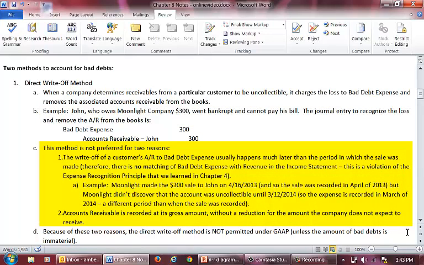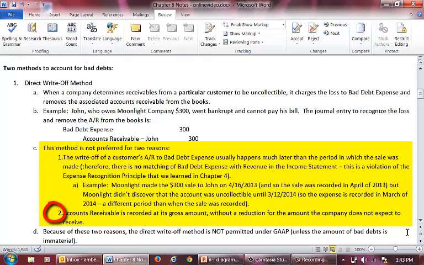This method of accounting for bad debts is not the preferred method for two reasons. First, a company typically identifies an account as uncollectible in a period after the sale is made, which means that expenses are not matched with the associated revenues. As in our example, Moonlight made the $300 sale to John on April the 16th, 2013. So the sale was recorded in April of 13. But Moonlight didn't discover that the account was uncollectible until March 12th of 14, so the expense is recorded in March of 2014, a different period than when the sale was recorded.